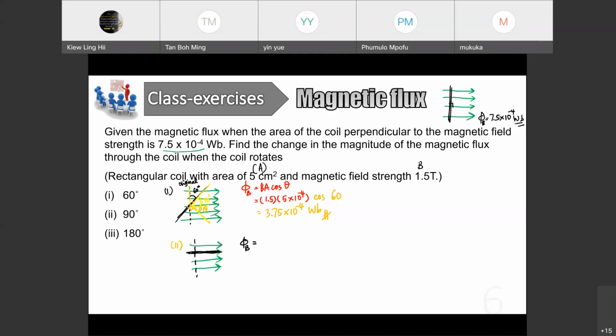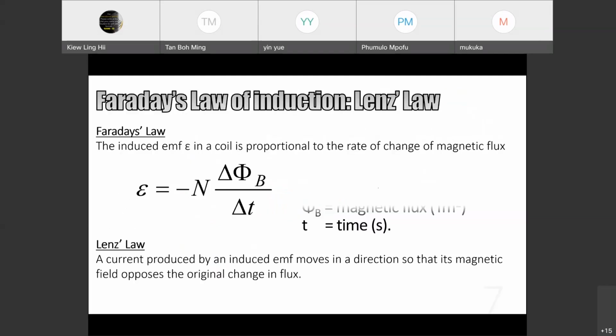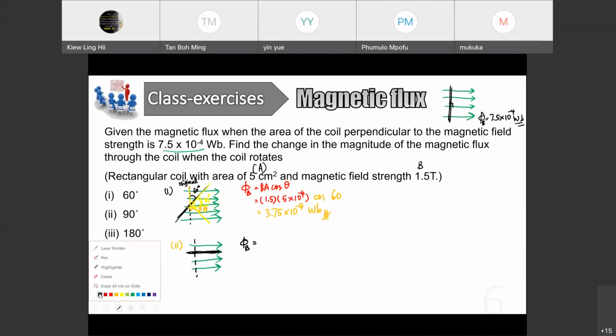Okay, done? What is your answer for number 2? Yes, 0. Very good. So if you write them down, you will discover that you can write all the values inside first. But what happened here is your B and your A don't change. What is changing now is your theta.